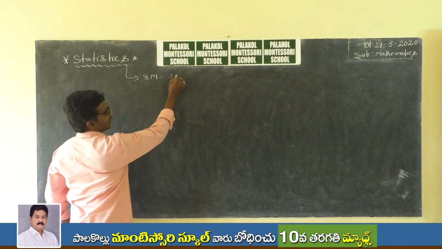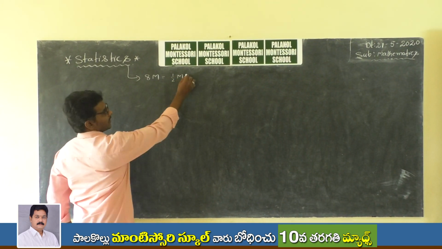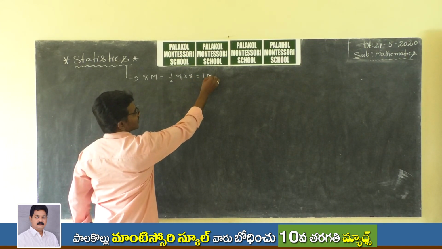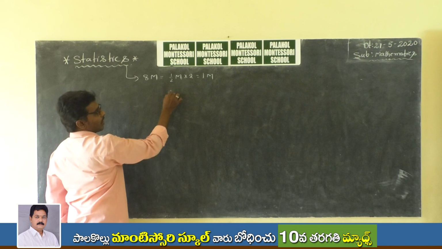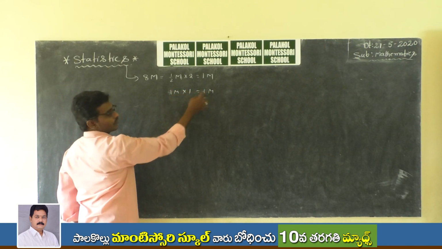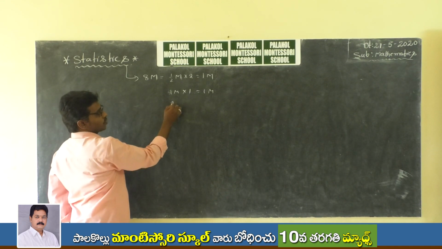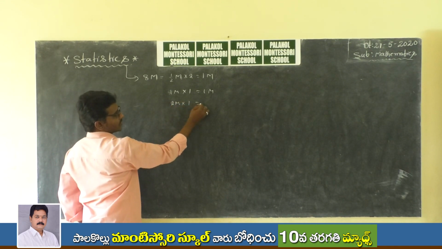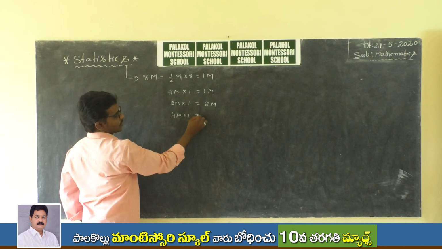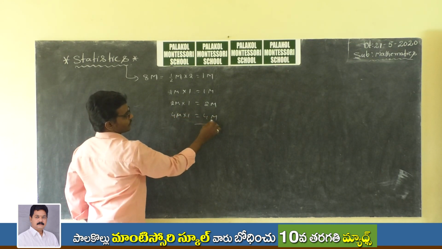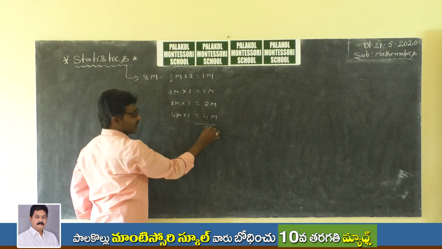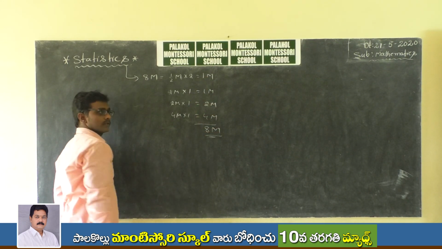Some half mark questions are given, that is 2 questions, so 1 mark. Next, 1 mark questions are given, only 1, that's 1 into 1, 1 mark. Next, 2 marks are given, 1 question, so 2 marks. 4 marks are given, only 1 question, that's 4 marks. So 4 plus 2, 6, 6 plus 1, 7, 7 plus 1, 8 marks.